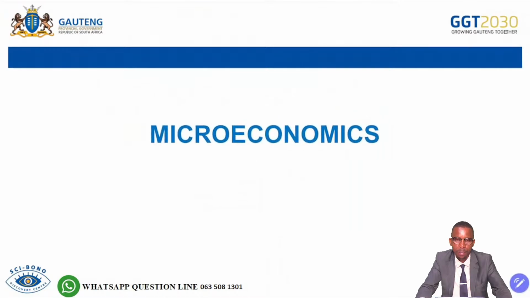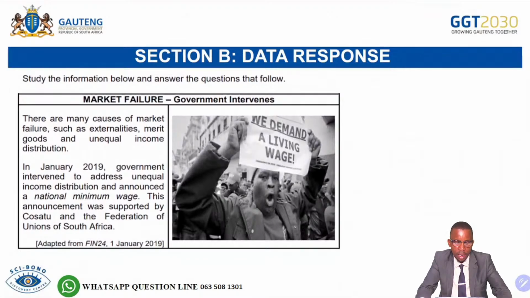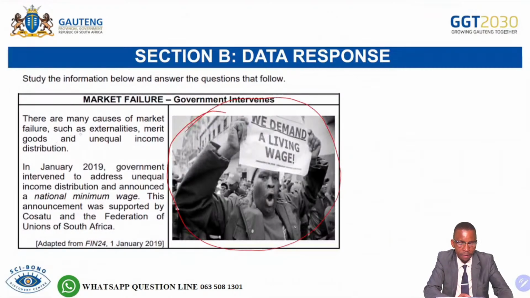So these are examples of data response under microeconomics. Here we come across the living wage. We demand the living wage, meaning employees here are in need of a living wage so that they can afford their basic living. This is under market failure. There are many causes of market failure, such as externalities, merit goods, and unequal distribution of income. In January 2019, government intervened to address unequal income distribution and announced a national minimum wage.